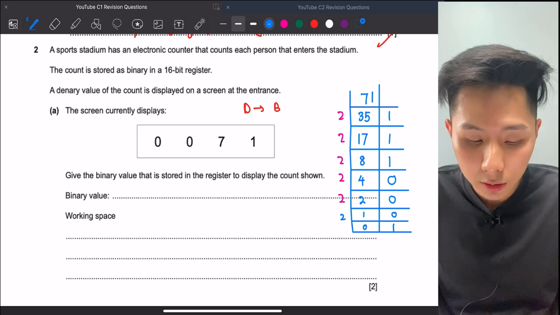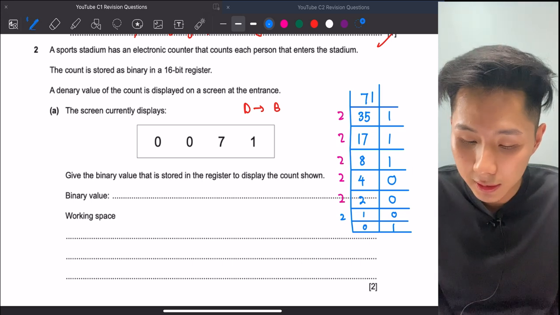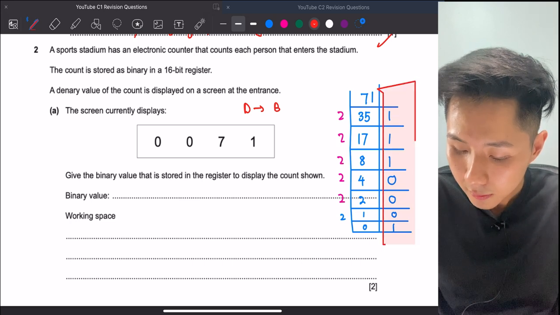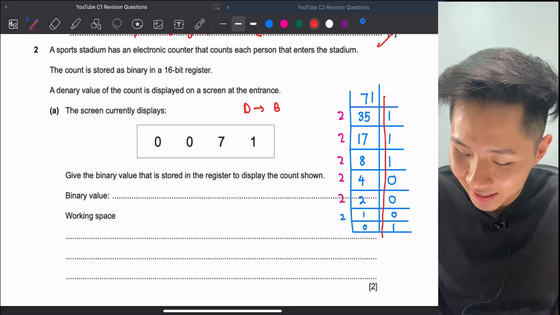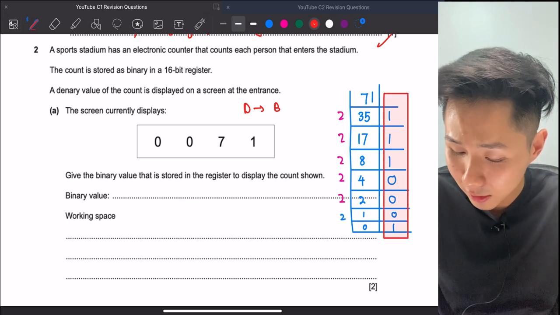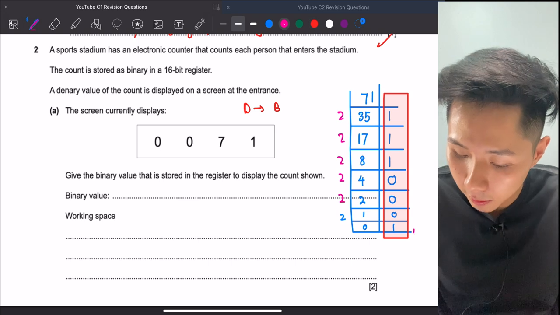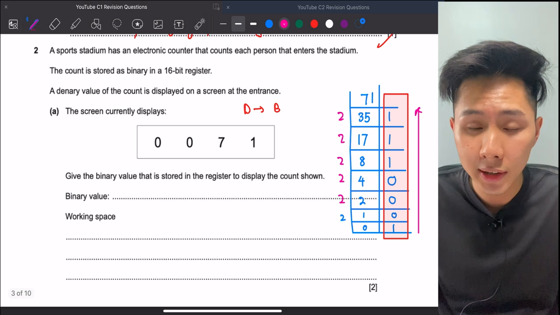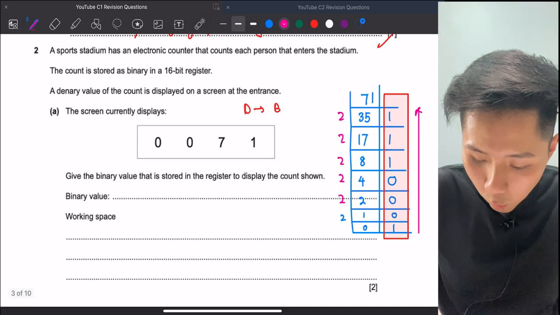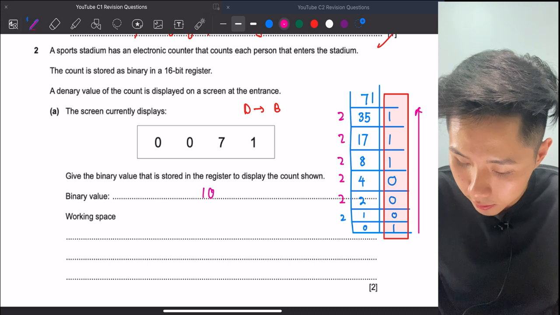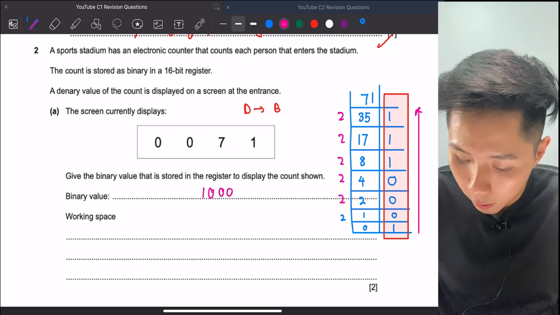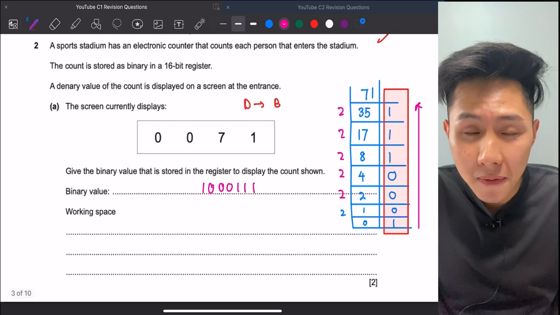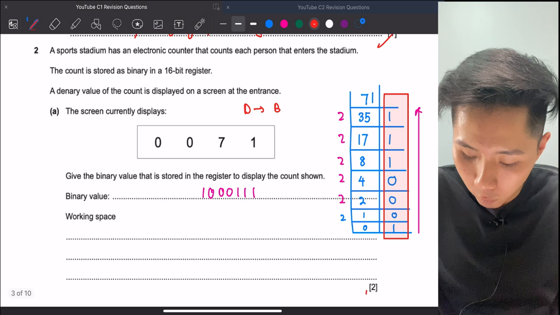And in order to obtain the answers, you need to use the values in this column. Let me draw a better rectangle. Yeah, it works. And then read your answers from bottom to top. This is very important. If you read it from top to bottom, you will get your answers wrong. So our answer is 1 0 0 0 1 1 1. So that's the binary value of the value 71. But if you only write it as your answer here, you only get 1 out of 2.